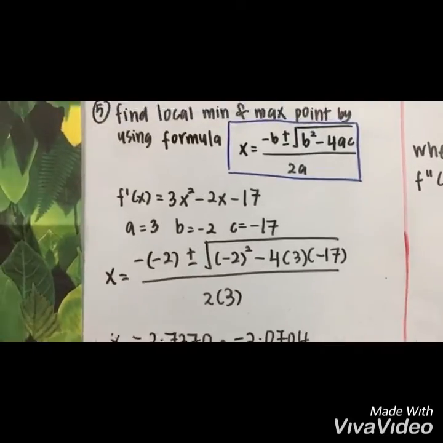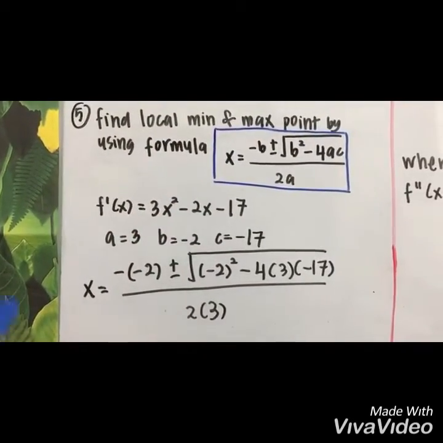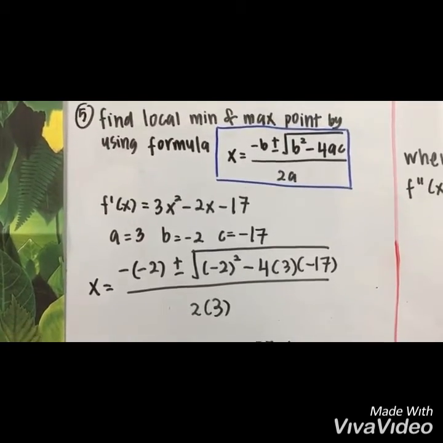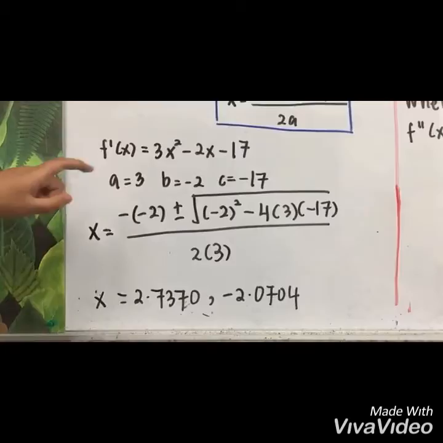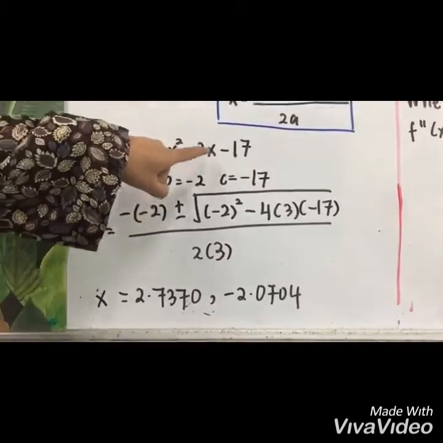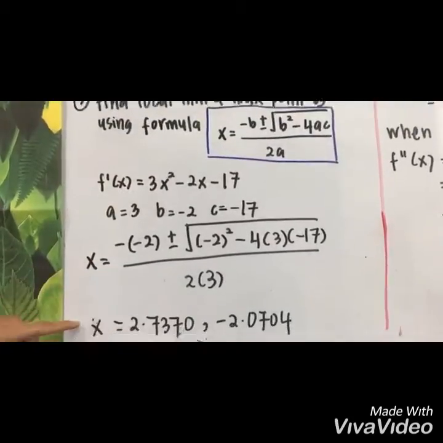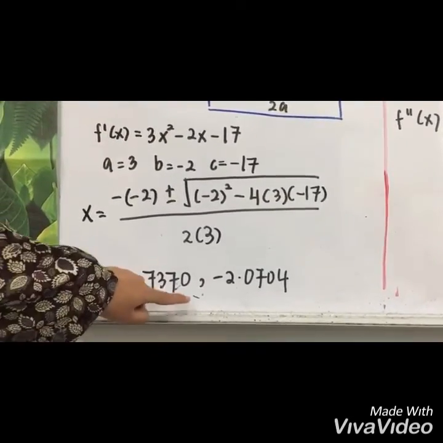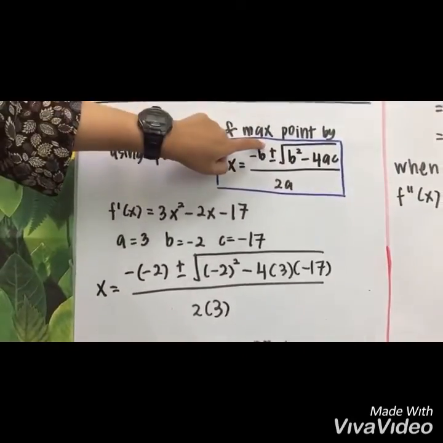Next, to find the local minimum and maximum points, we are going to use the formula x equals negative b plus minus the square root of b squared minus 4ac, over 2a. We use the first derivative, where a is 3, b is negative 2, and c is negative 17. Substitute a, b, and c into the formula. We are going to get x equals 2.7370 and x equals negative 2.0704, since the formula has plus and minus.